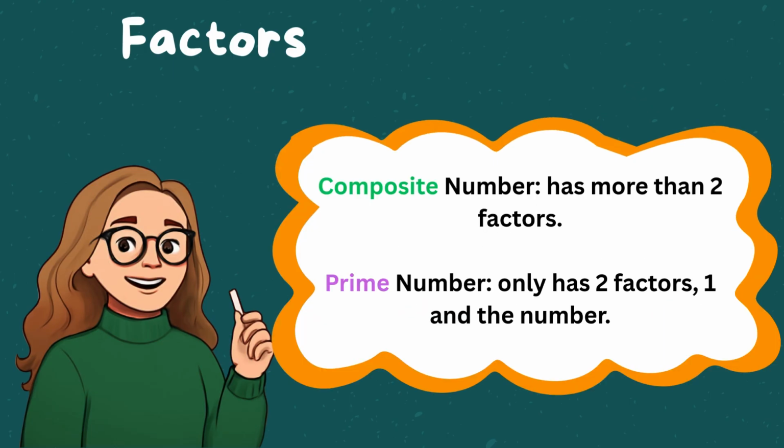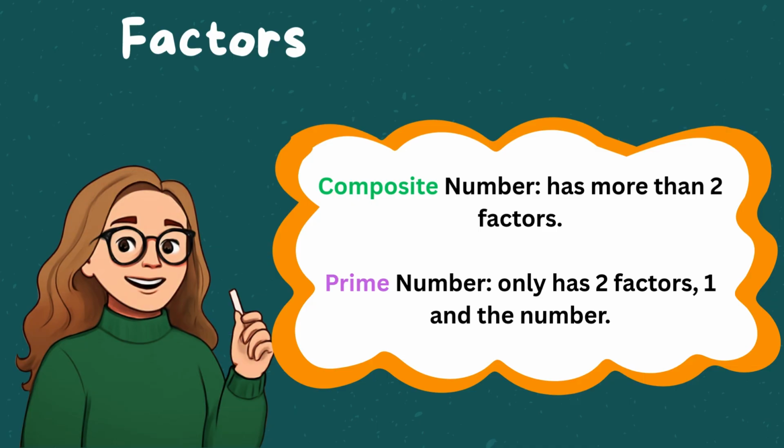So let's review our two types of numbers again. A composite number has more than two factors, such as the number 18. We listed all of them. A prime number, such as the number 31 or 11, only has two factors, 1 and the number itself.